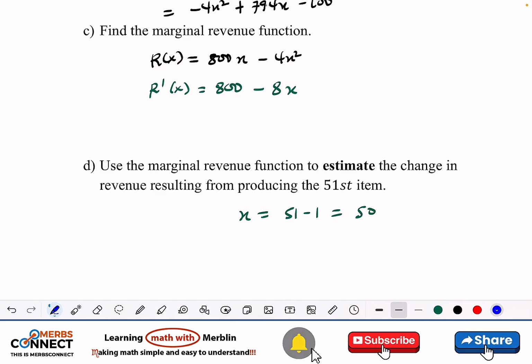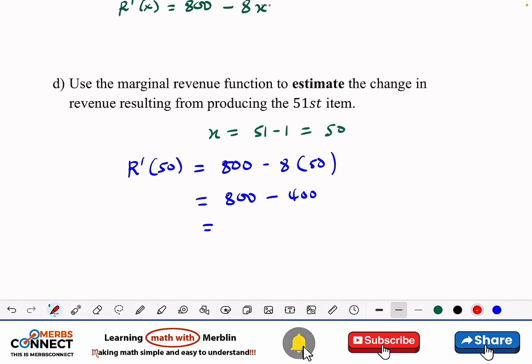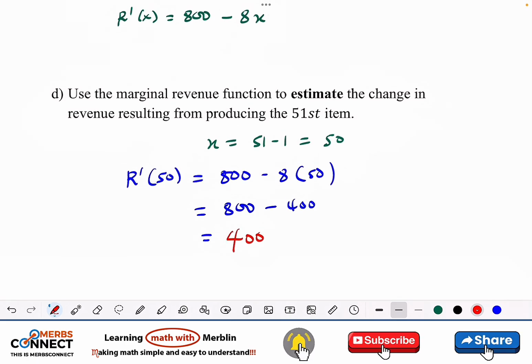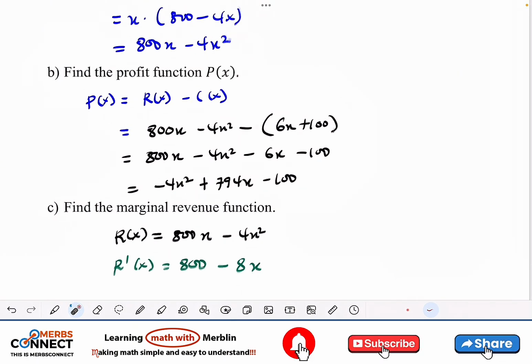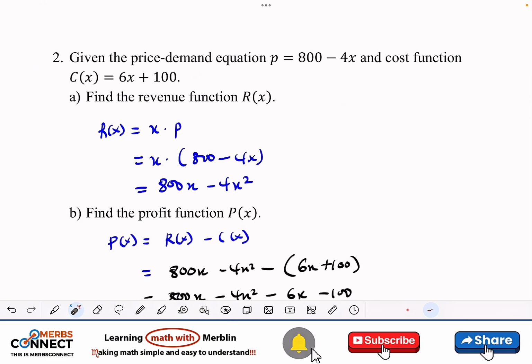So it means that r prime of 50 is going to give us 800 minus 8 times 50. 8 times 5 is 40, so we are going to have 400, and this is going to give us 400. So always check, as I said, what your function is in terms of. This is x, so my final result should be in terms of x. This is x, the same thing happens here.